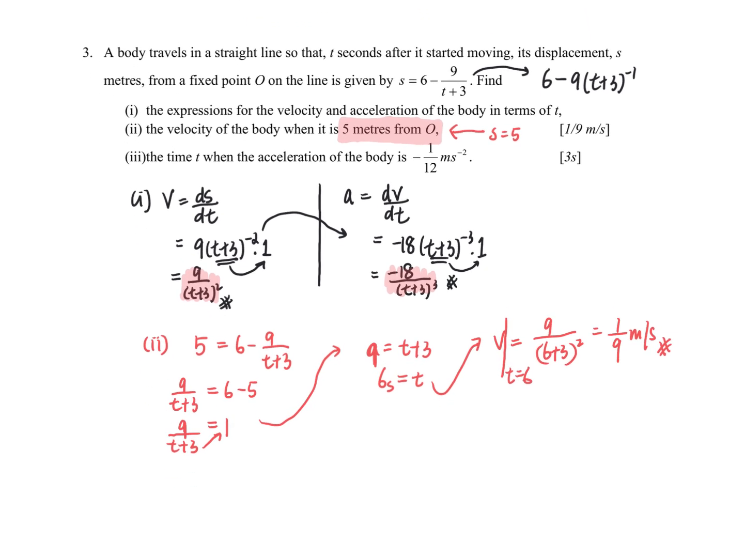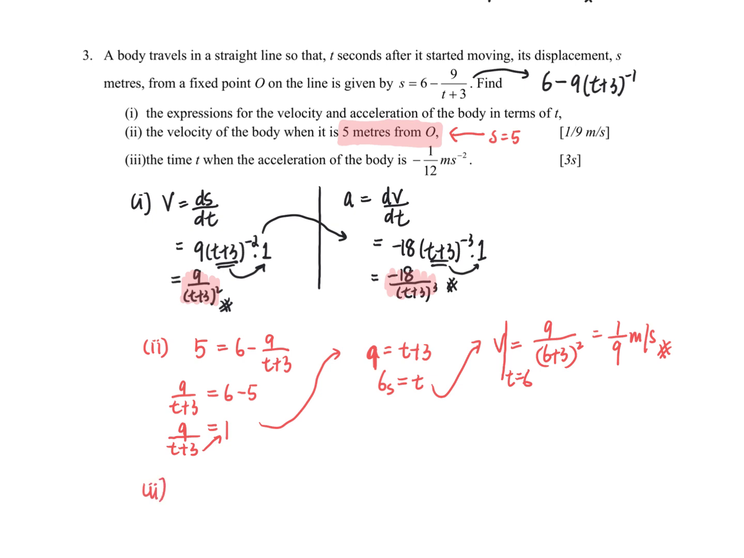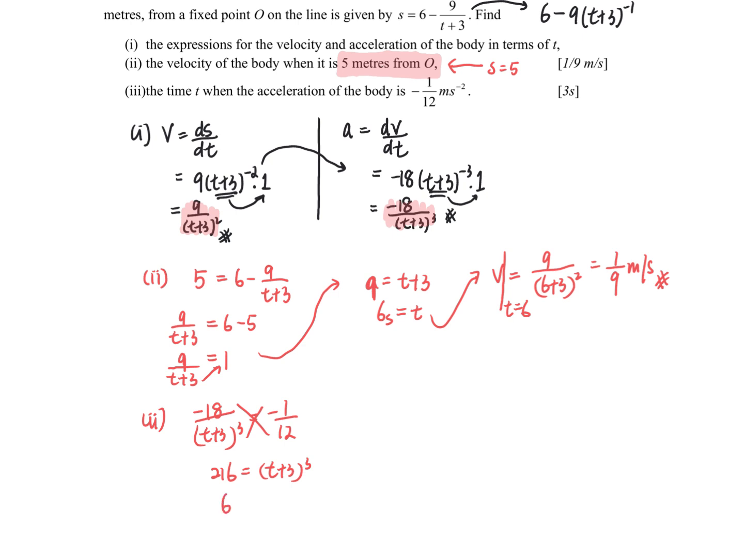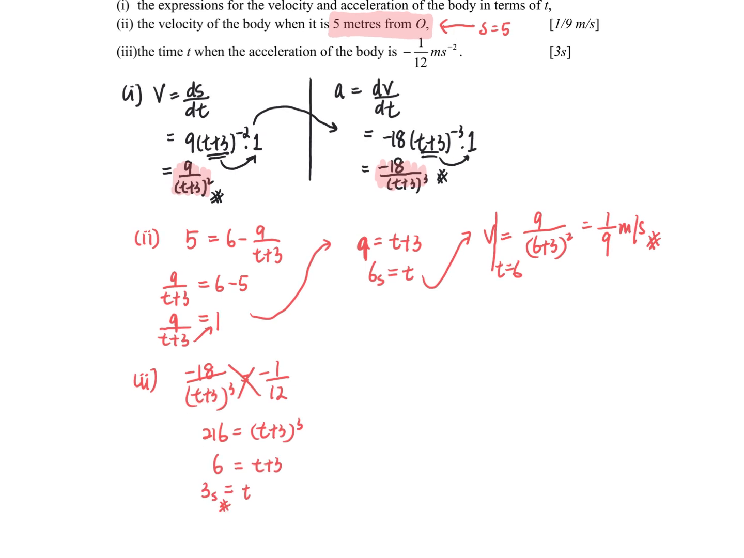Then the last part, they say acceleration is equal to this. Go and find the time that it happens. So just follow the instruction. Don't overthink. Okay, so let's do a cross multiplication. If you take a cube root, it gives you 6. T is just 3 seconds. Cube root.